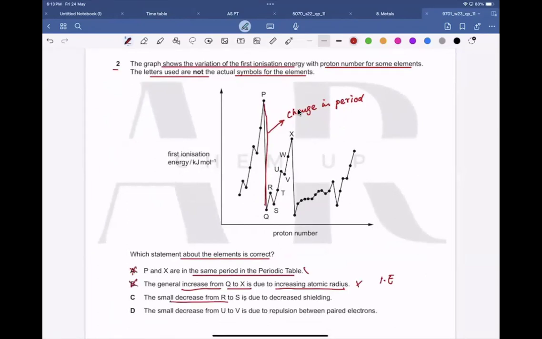The small decrease from R to S is due to the decreased shielding. No, if the ionization energy is decreasing, it means it is increased shielding. So C goes wrong. The small decrease from U to V is due to the repulsion between paired electrons. Yes, that's the answer: in V, there is one pair of electrons in the P subshell, and in U there is no paired electron. So that's why V has a lower ionization energy. Very good. So D is the correct answer.